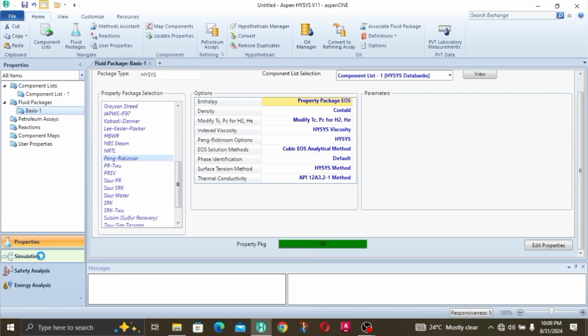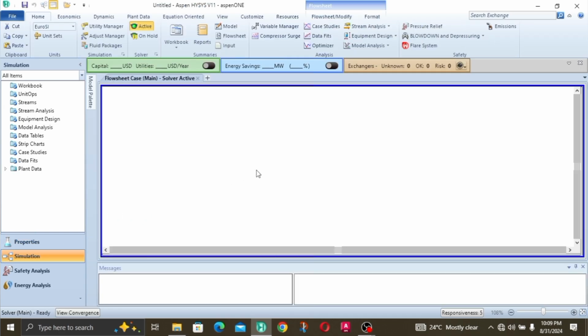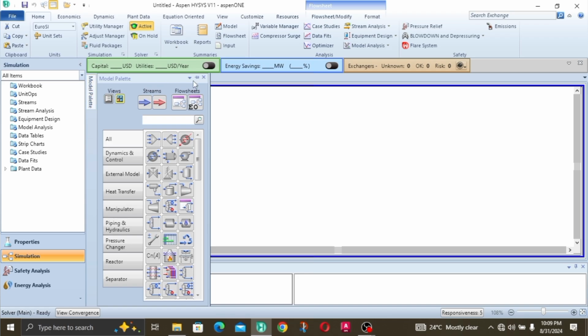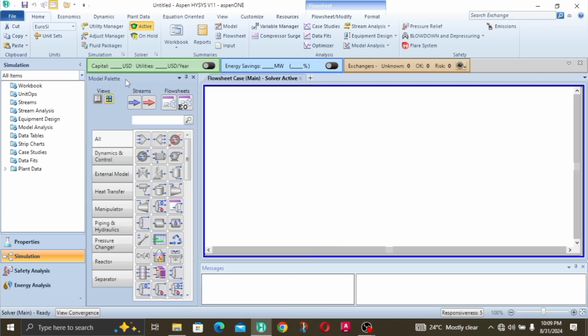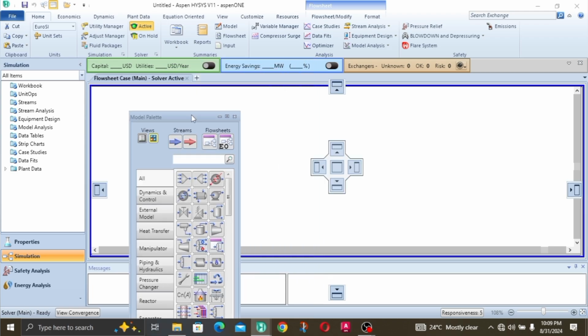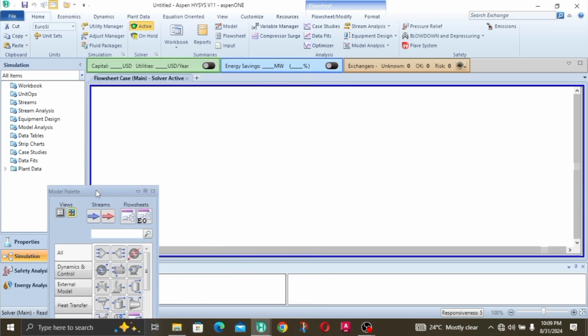So we click on the simulation to get down to the simulation environment. This is the simulation environment, and it's empty because we haven't added anything, we haven't started anything yet. And this is our model palette. The model palette is supposed to look like this, just on the left-hand side. But for me, I customized it to have more space on my modeling environment. So if you want to do that, you can just move around with it and add it down here.